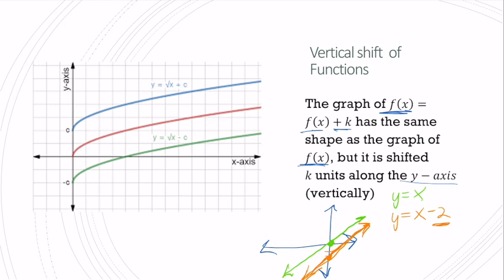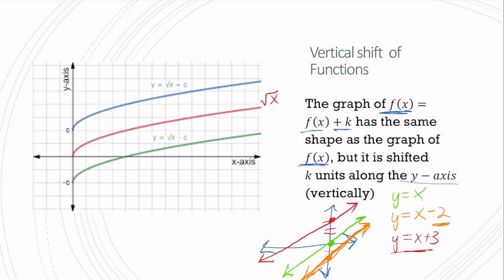I could also shift that graph up. I could have y equals x plus 3. So it has the same slope, but now I've got a y-intercept of 3. So when I take a function and add a constant to it, that's going to shift my graph up and down. The same is true for radical functions. So here in red, I have the square root of x, and I could subtract or add a constant, and that's going to shift my graph up or down.